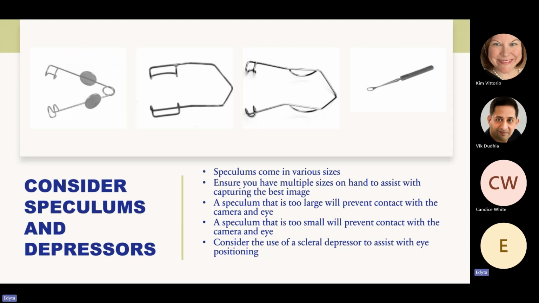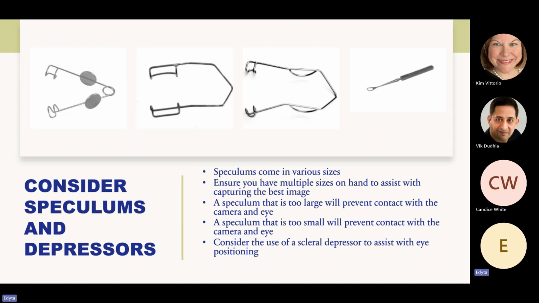You're not going to get your speculum to open the lid enough, and you're not going to be able to get those images of the back of the eye because you're going to have issues with contact. So those are really important tools to have on hand, and a variety, as I mentioned. Another thing to consider is perhaps using a scleral depressor.